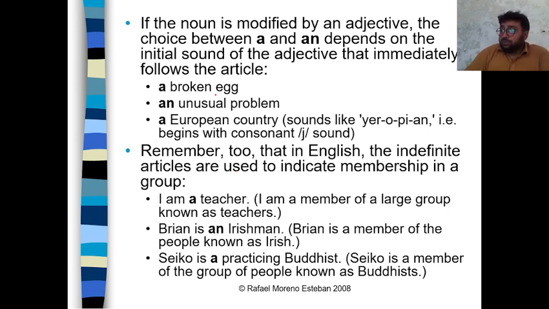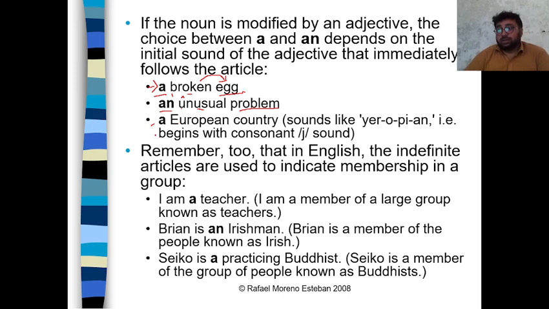Like, look at this one. We're talking about an egg over here, but in the middle we have used an adjective that is explaining the egg. Yeah. So it starts with a b sound. That's not a vowel, it's a consonant. That's why we have used a over here, okay? A broken egg. An unusual problem. Now for the problem, if we were talking about it, we could have used a problem. But because the problem is being modified by the word unusual, which is an adjective, we are going to follow the initial sound of unusual, that is a vowel sound. So that's why we have used an over here.